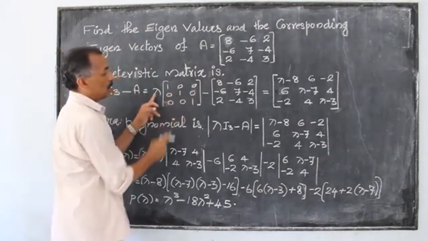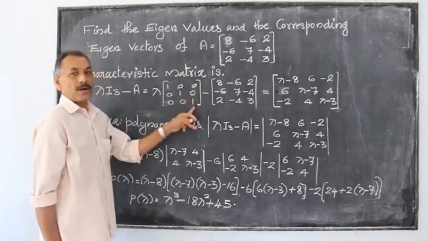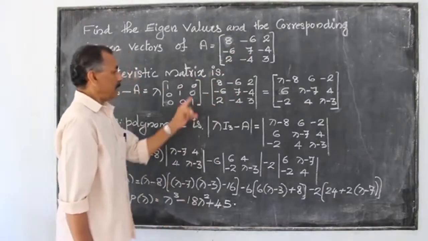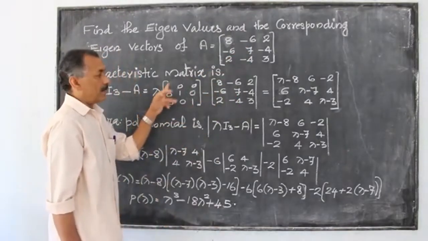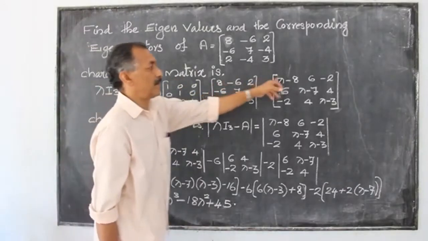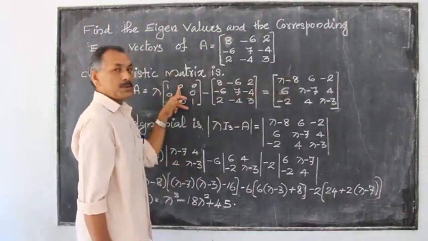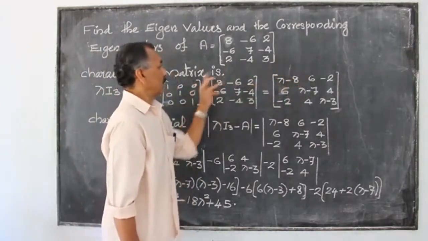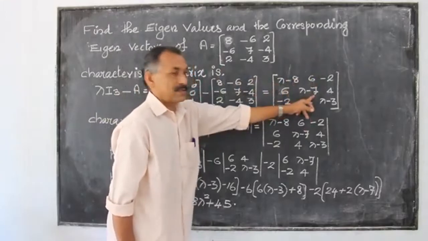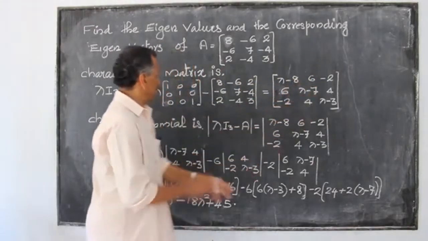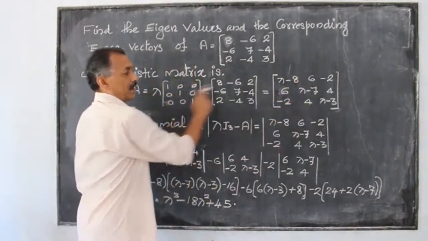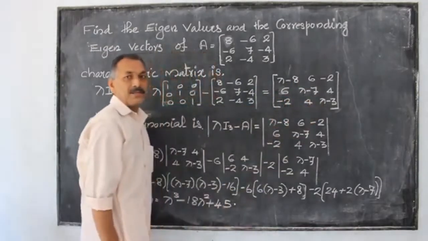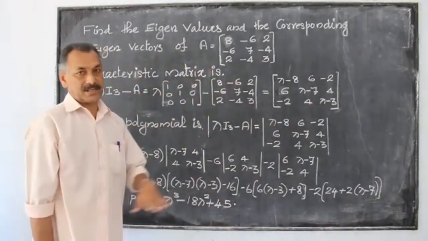The identity matrix is [1, 0, 0; 0, 1, 0; 0, 0, 1], minus A, the given matrix. That is equal to [lambda minus 8, 6, minus 2; 6, lambda minus 7, 4; minus 2, 4, lambda minus 3]. This is the characteristic matrix.